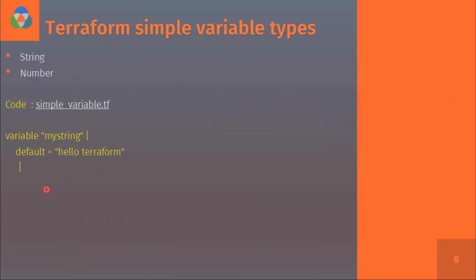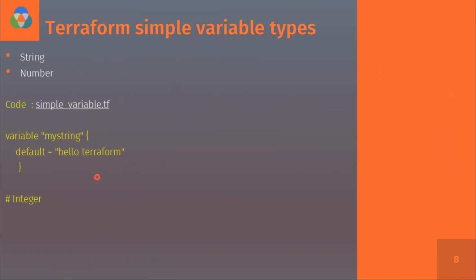Strings are defined with this particular naming convention. See here, string is a variable type, so we declare it with variable in double quotes. This is a variable name. Whatever the variable name, we need to pass it in double quotes. After that, open brace, close brace. In between, we need to use the default keyword, and then the string value, which is hello Terraform. This total thing is a string variable type. Always, strings are enclosed in double quotes.